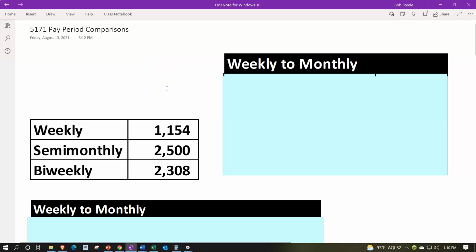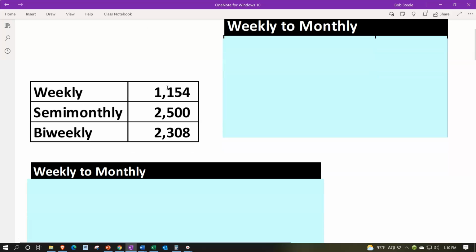We're looking at different types of pay periods, comparing and contrasting them, especially for budgeting purposes, in which case we might need to annualize our income, or we might need to make it into, say, a monthly period for our monthly budgeting. Typically, when working for a company, we get paid either weekly, semi-monthly, or bi-weekly, or possibly monthly, but that's a fairly easy one to calculate.